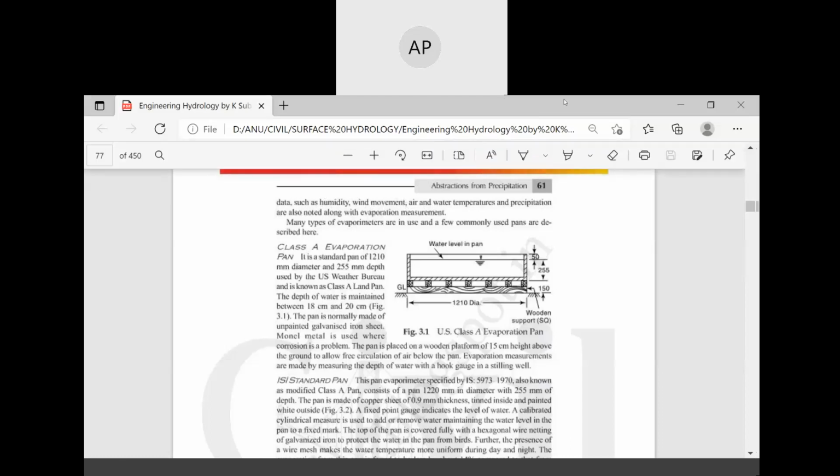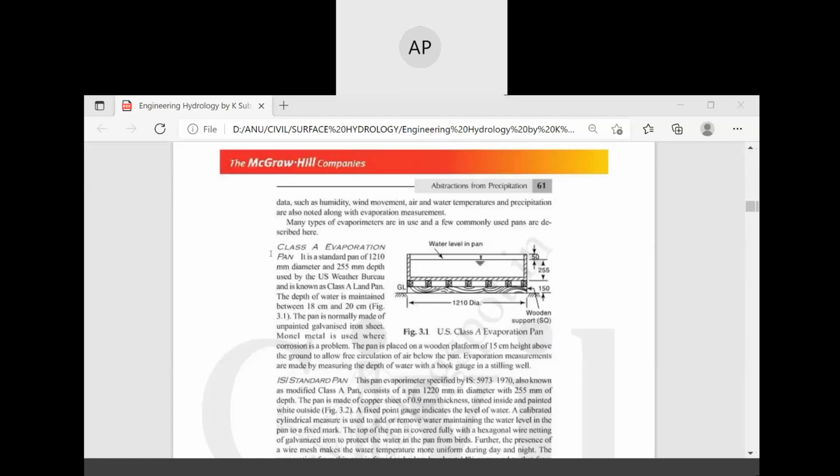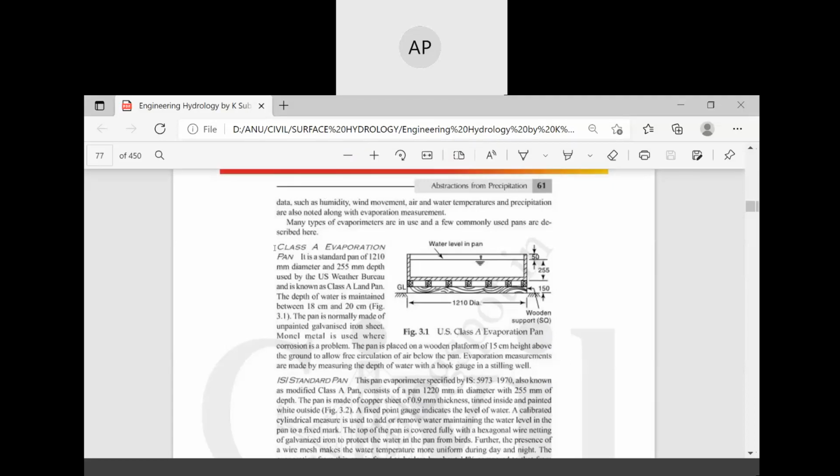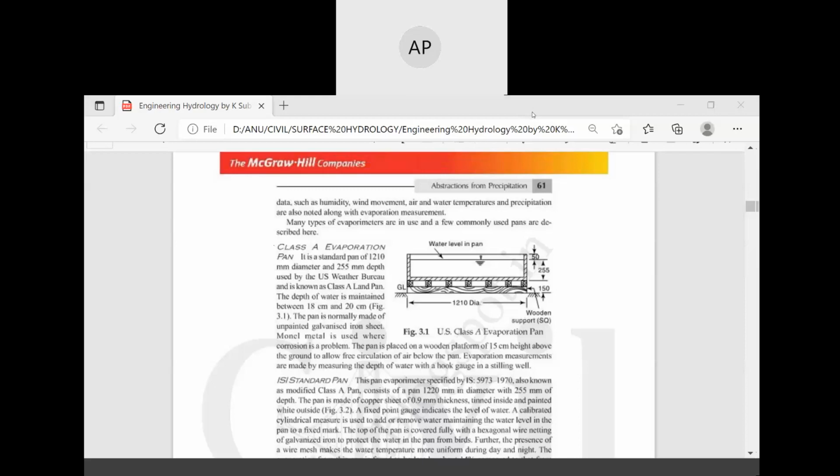So here in the figure, there is a class A evaporation pan. It is a standard pan of 1210 mm diameter and 255 mm depth used by the US Weather Bureau. Okay, and this is known as the class A evaporation pan. So the pan is normally made of unpainted galvanized iron sheet. Monel metal is used where corrosion is a problem.